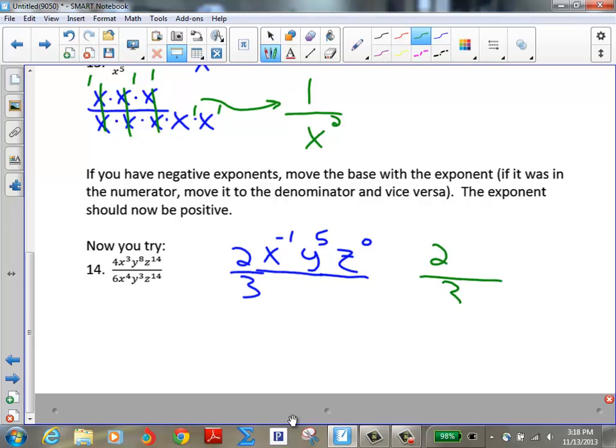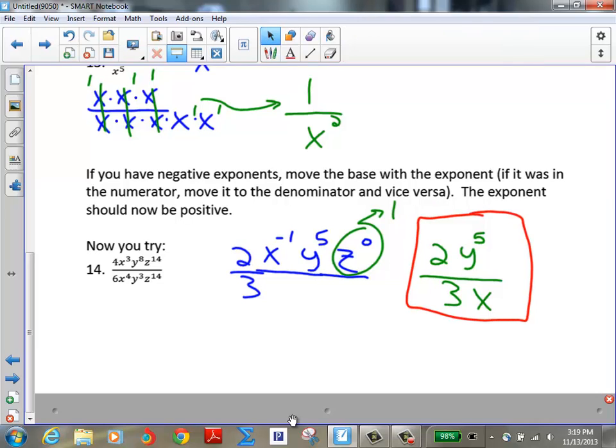2 and 3 helps us create a numerator and denominator. X to the negative first power can't have negative exponents. We will move that down to the denominator and make the exponent positive. I'm not going to write an exponent in there because we assume that there is a positive 1 on that. Y to the 5th stays in the numerator, and then z to the 0 power, that actually equals 1 all on its own, and 1 times 2y to the 5th over 3x is just simply 2y to the 5th over 3x. If you got that third one right, give yourself a third pat on the back.